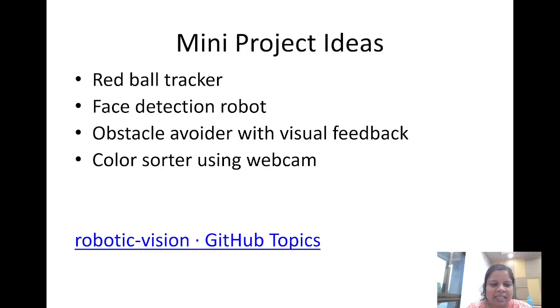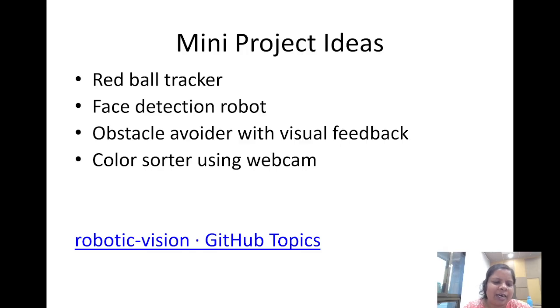To really understand computer vision in robotics, you need to build something. You can just start with detecting the colors. Start with something very simple, okay? And then you build something. So here are some mini project ideas that I've put here.